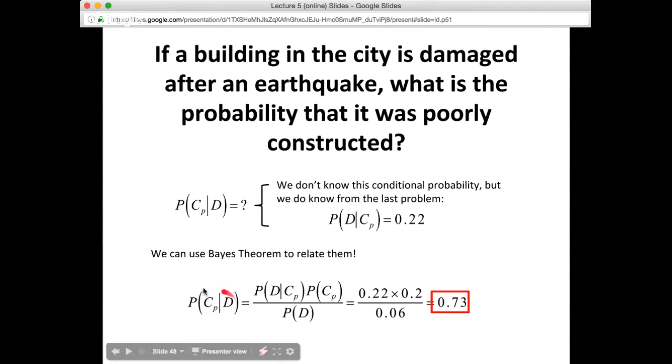It allows us to calculate the conditional probability here from the conditional probability with those two terms flipped. And so we know this term in the Bayes' theorem. We also know the probability of poorly constructed buildings in the city. And we also know the probability of damage occurring from the problem that we solved a second ago. And so we plug all those numbers in, and we end up with the final result of 73%. So basically what that means is that if you have a building that's damaged in the earthquake, there's a 73% chance that it was poorly constructed.